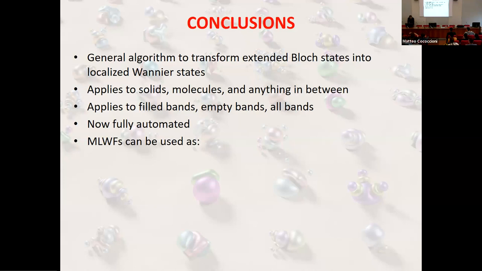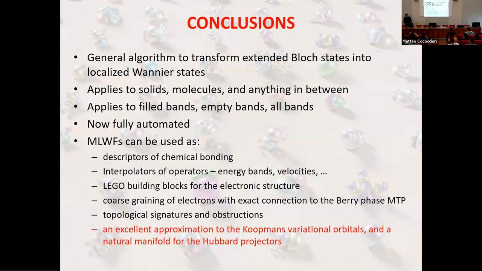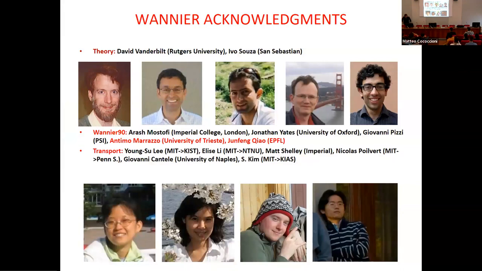And a reminder that the goal of having these localized orbitals: we started with the descriptors of chemical bonding. We liked very much the connection to the Berry phase theory of polarization, working as Lego building blocks, interpolators of operators. In the last 10, 15 years, they've been used massively by the community working on topological materials. And for this audience, you'll see in the next talks that these Wannier functions are excellent approximations to the Koopmans orbitals, or can be used as a natural manifold for Hubbard projectors.